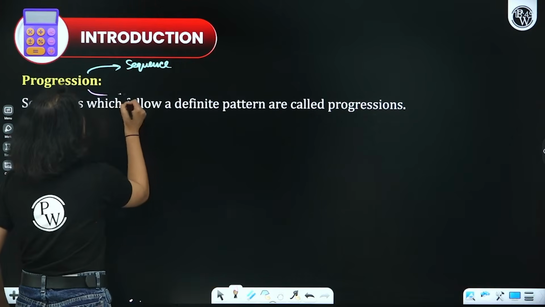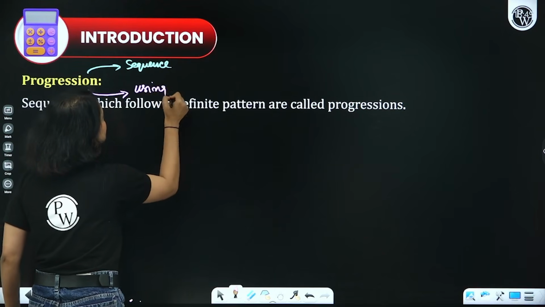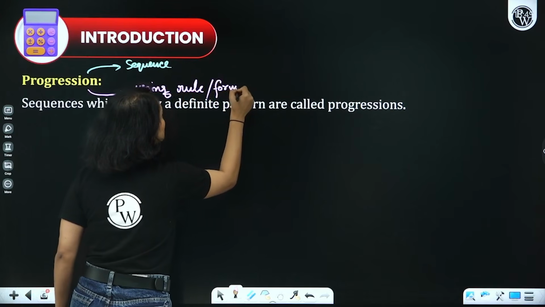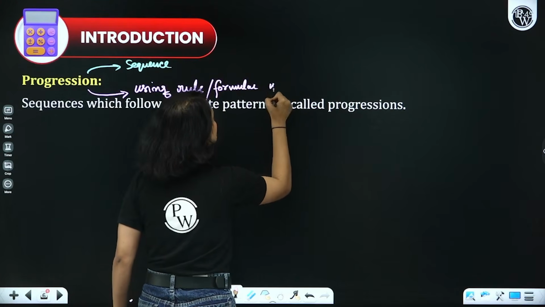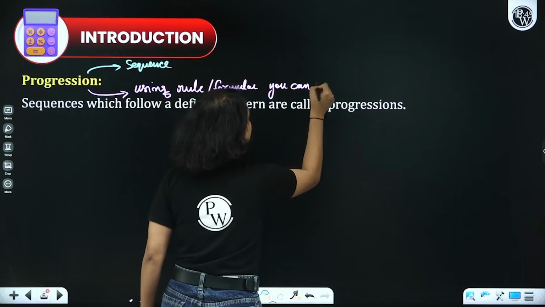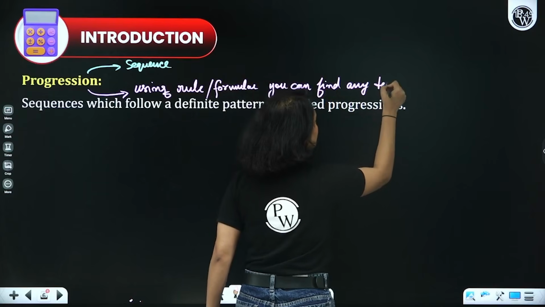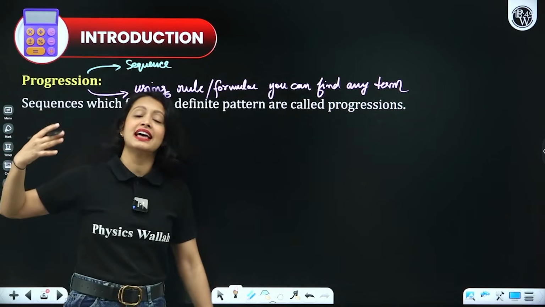So what you can do? You can find terms using a rule or formula. Using a rule or formula, you can find any term. Okay, understood, everyone? Now, let's see some sequences that we saw already, right?